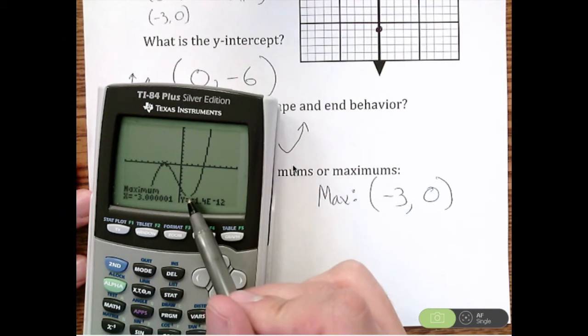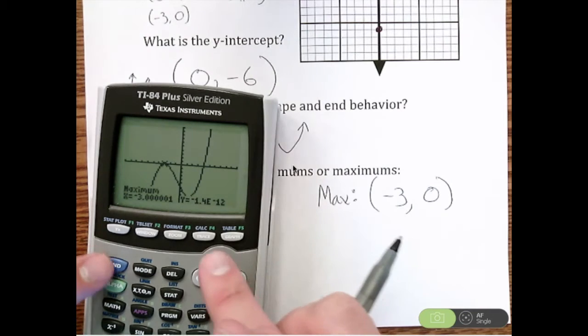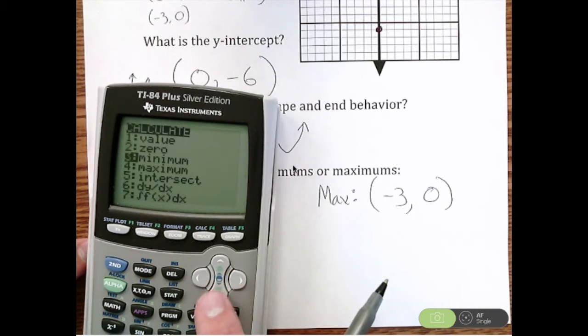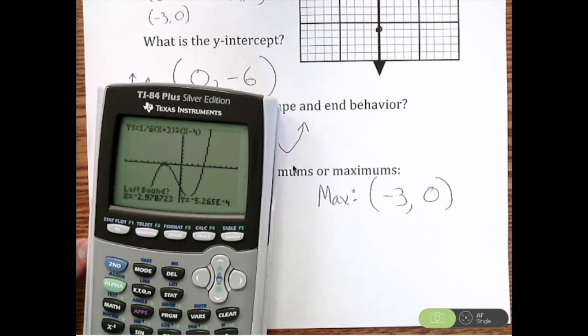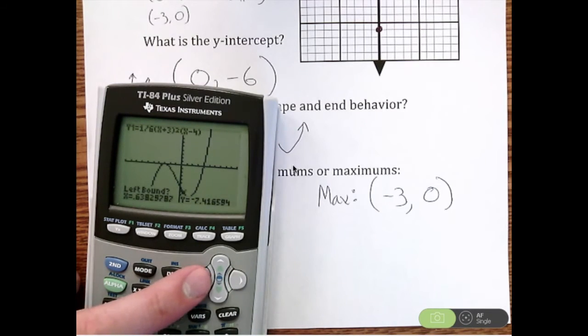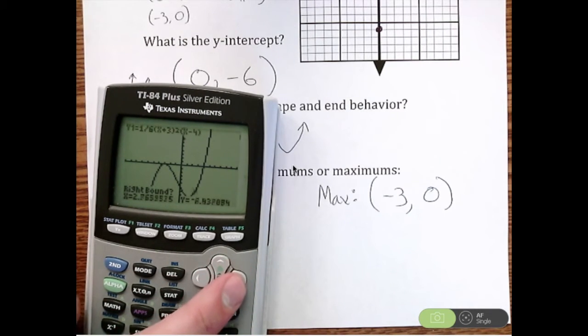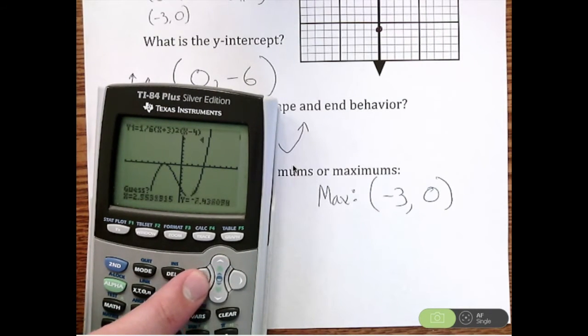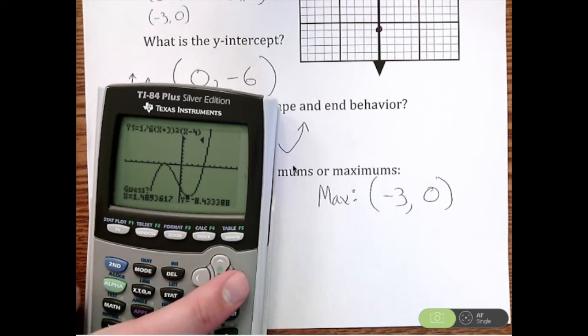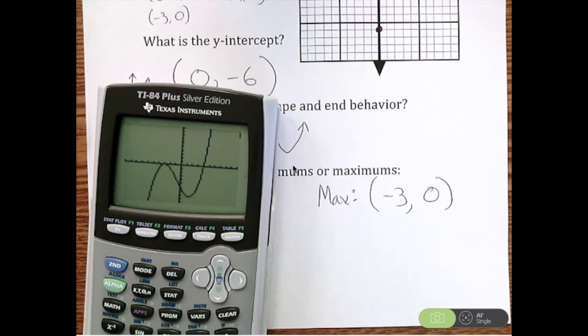And now, even though it's kind of covered up there, I'm going to find that minimum. So I'm going to go to second, calculate again. Go to option 3 for minimum this time. I'm going to move my crosshair down towards where I think it is, which is right in this area down here. Ask for a left bound, so I'm going to go a little bit to the left. Ask for a right bound, so we're going to go a little bit to the right. And then it wants me to guess where it's at, so I put it on the point that works. And we get those coordinates.